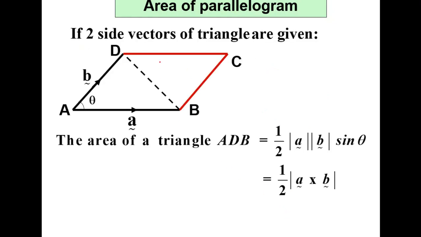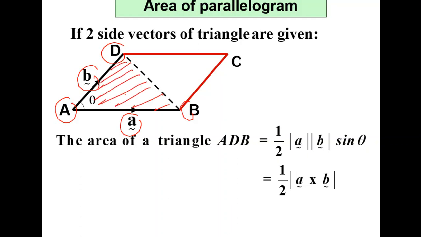Area of a parallelogram if two side vectors of a triangle are given. Say that this is vector B, this is vector A, given. The area of the triangle ADB, that region, is equal to 1/2 modulus vector A times modulus vector B sine theta. Theta is between the two vectors.